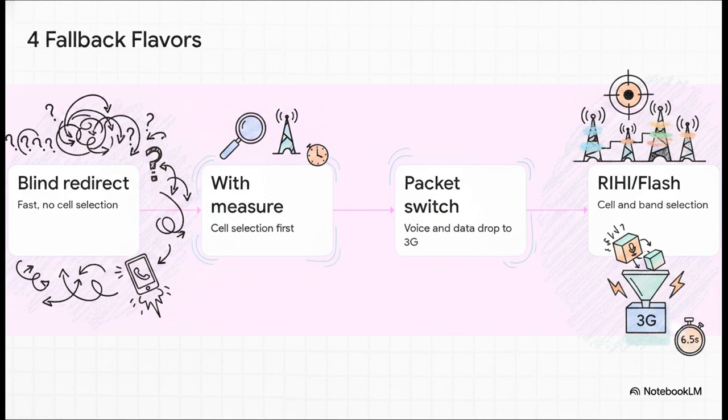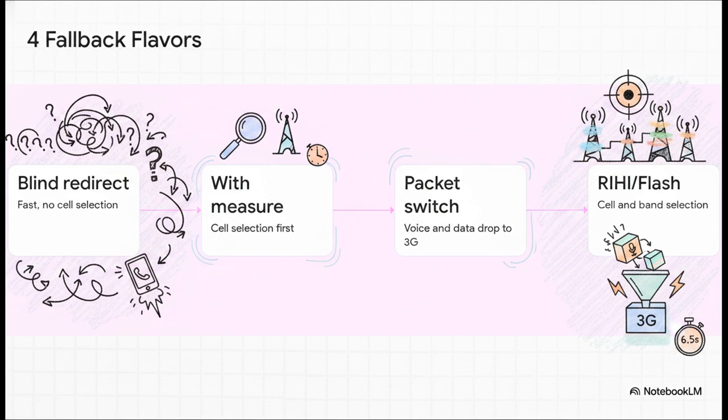Number 2 is with measurement report. Here, the phone takes a quick moment to actually select the best 3G cell tower before making the jump. It's definitely more secure and reliable, but it does take a tiny bit longer. Number 3 is packet switch handover. This means not only does the voice call drop to 3G, but your background data session drops right down with it, so your apps don't entirely lose connection. And number 4 is RHII, or flash, which involves highly specific cell and frequency band selection.